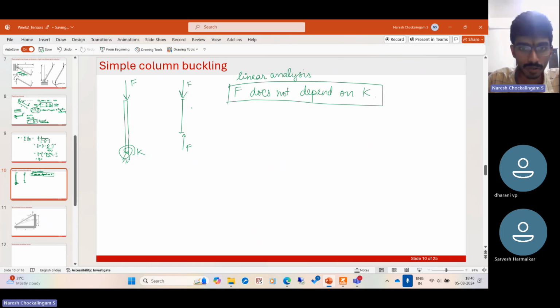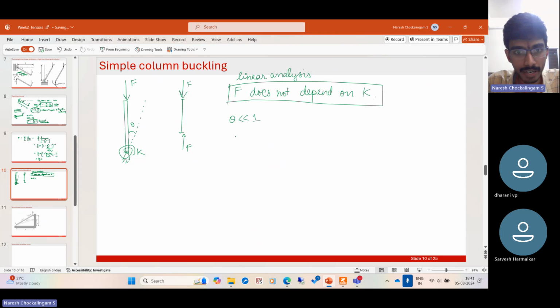However, that is not true. That is just one solution, right? This column can remain straight. That is one solution. You make a slight perturbation theta, assuming theta is very small. You can ignore the effect of the reduction of height, right?